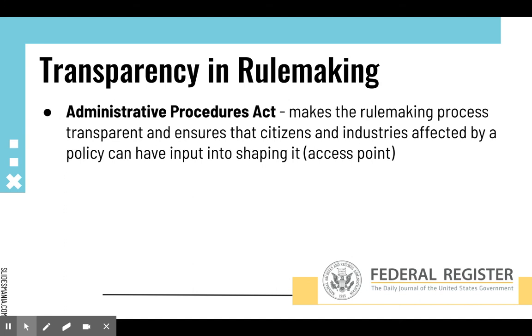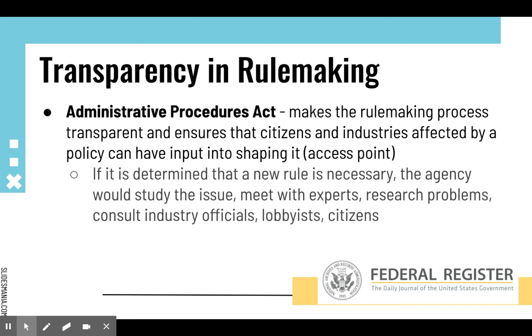Now, there is supposed transparency in rulemaking. A lot of people criticize this, but the Administrative Procedures Act makes the rulemaking process transparent and ensures that citizens and industries affected by the policy have input in shaping it. So this is an access point for people to have their opinions known by the government itself. Sometimes there are rulemaking hearings, like they're public, sometimes they happen online, but all of this information is available.